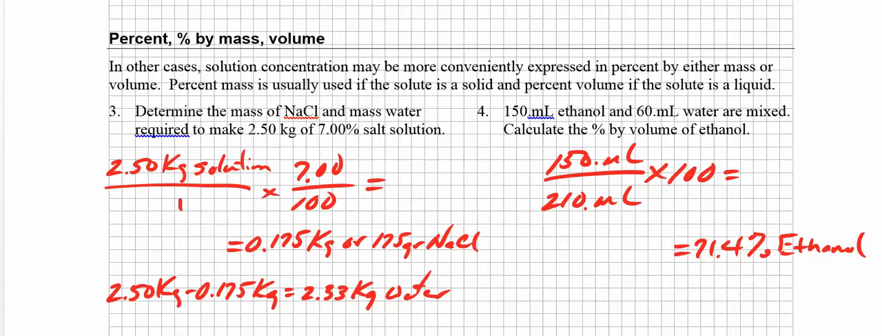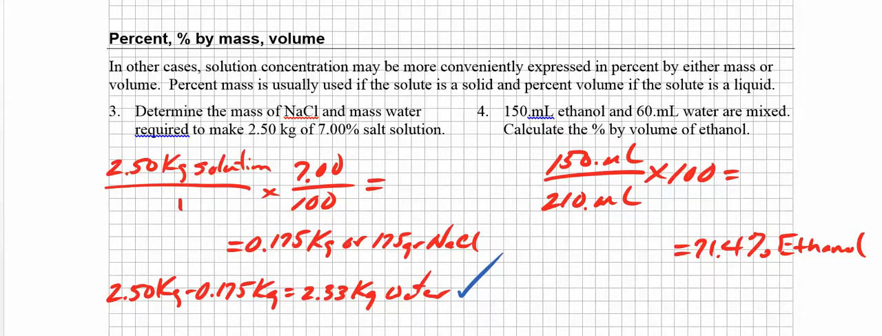So how do we make this 7% solution? Here's how we're going to do it. We're going to start out with 175 grams of sodium chloride, dry, placed into a volumetric flask. We're going to add to that 2.33 kilograms of water, and then we're going to stir. That will give us the solution that we're looking for. That's number 3. Let's look at number 4.